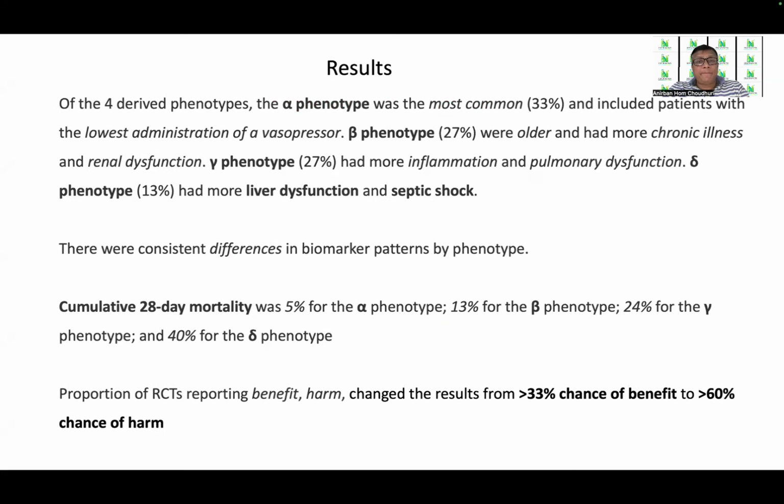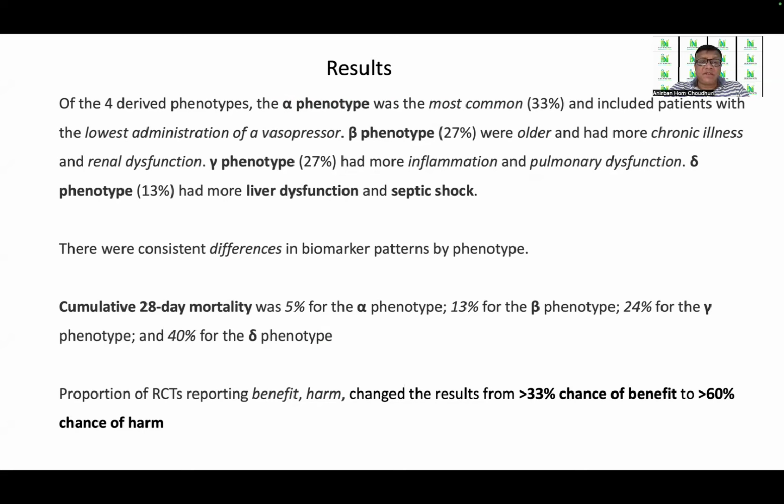Of them, the alpha phenotype was the most common, and it included patients with the lowest requirement of vasopressor administration. The beta phenotype were next in number, and they were the older patients who had more chronic illnesses and renal dysfunction. The gamma phenotype had more inflammation and pulmonary dysfunction, and the delta phenotype had more liver dysfunction and septic shock.